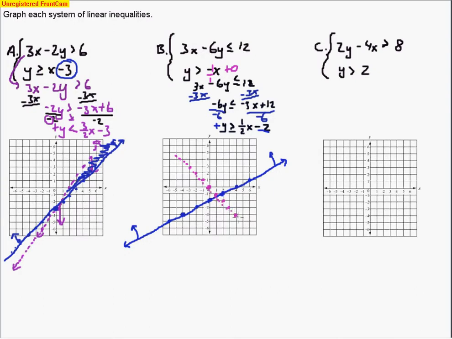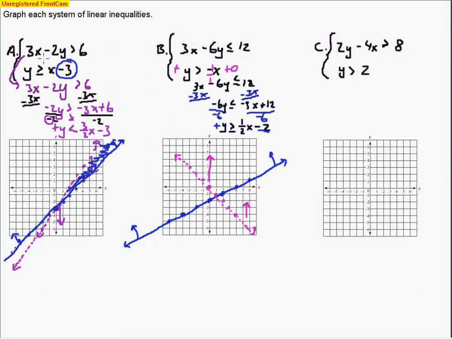That line is a dashed line. Doesn't have the line underneath, and I see the regions nice and clear. So when I look at this, it's a positive y is greater. So the greater y's are this way. So they're above the line.